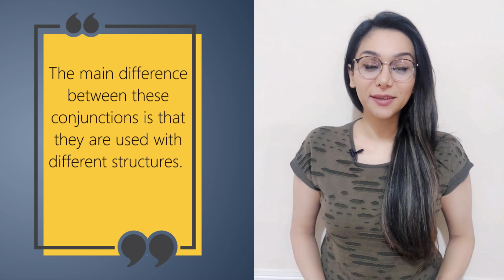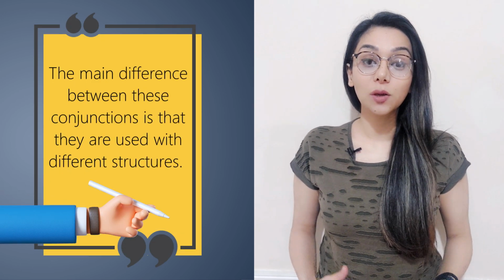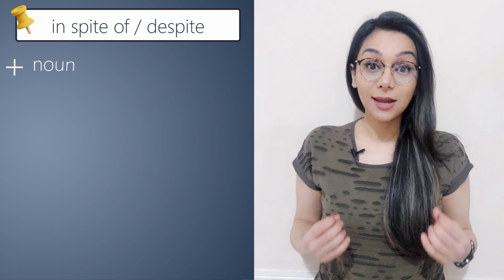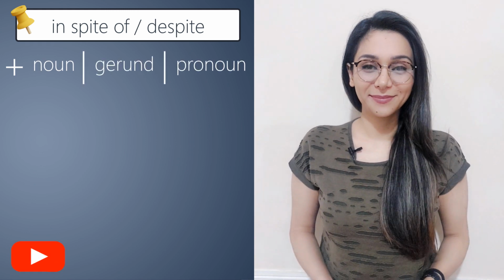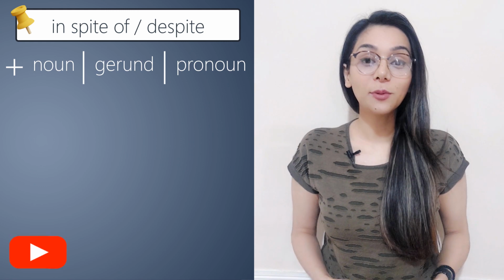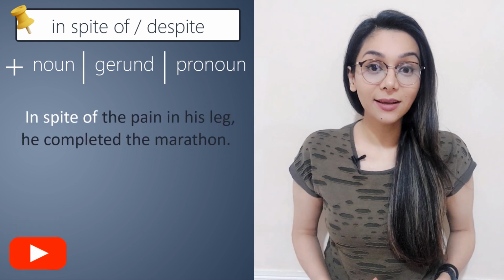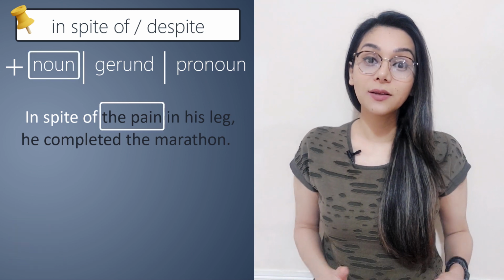The main difference between these conjunctions is that they are used with different structures. In spite of and despite. After in spite of and despite, we use a noun, a gerund, or a pronoun. For example, in spite of the pain in his leg, he completed the marathon. In spite of plus a noun.